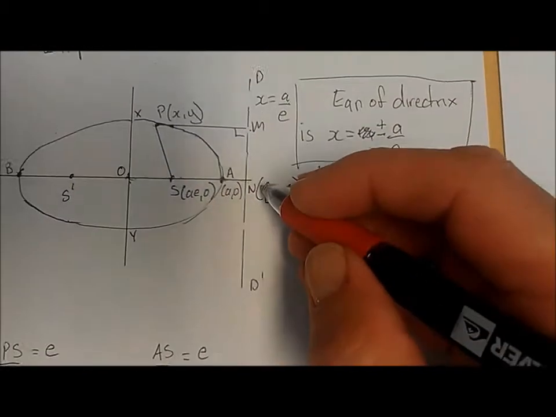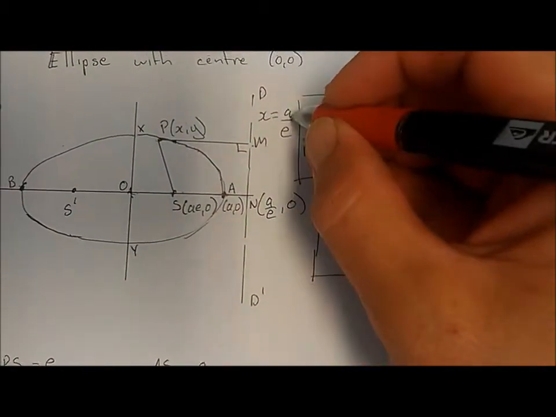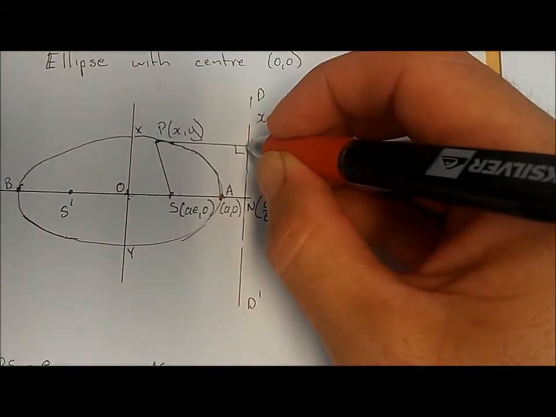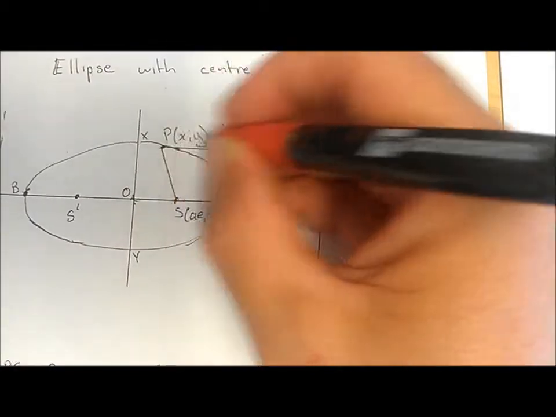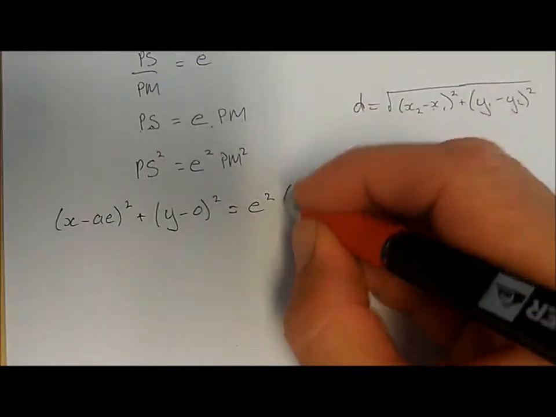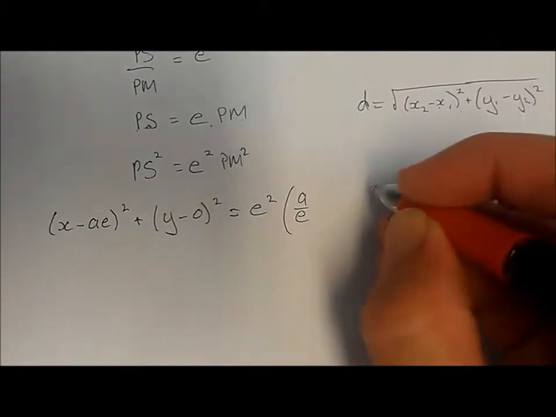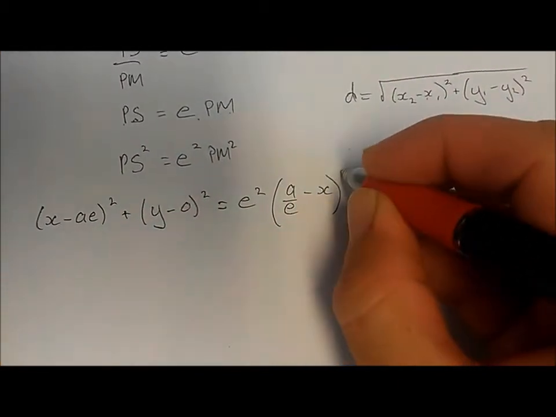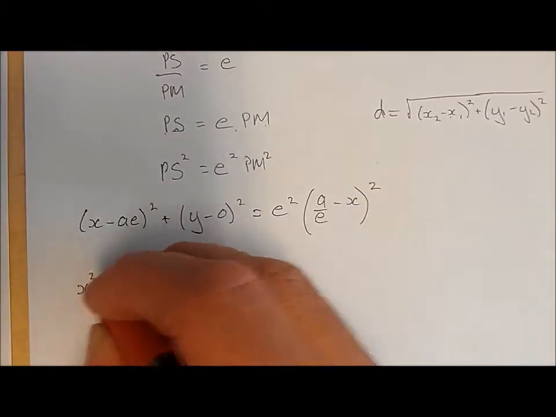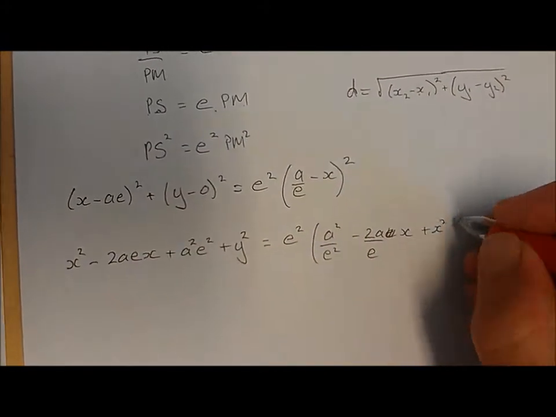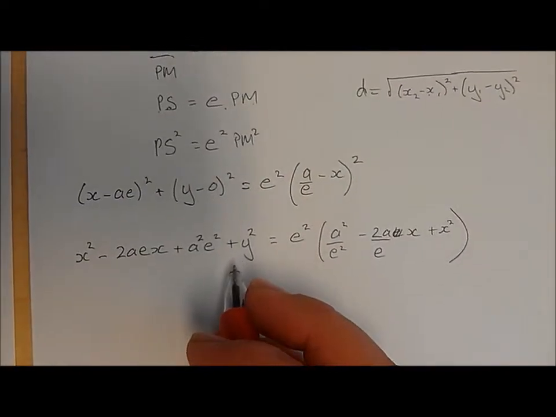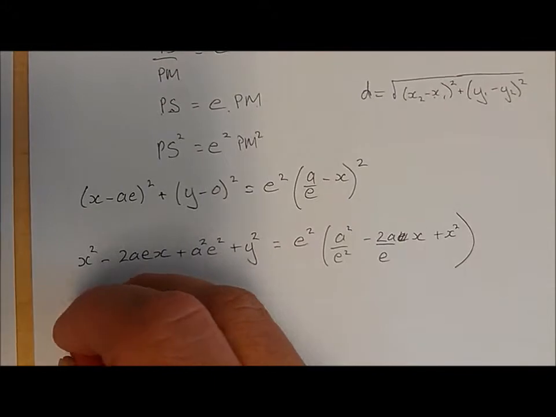Now M lies on the line x equals a on e, so its x coordinate is a on e. It's a horizontal line, so I can just subtract the x coordinates to get PM's distance. So that's going to be (a on e minus x) all squared. Okay, so I'll expand that out, and then I'll just quickly run through the algebra, simplifying as much as I can.